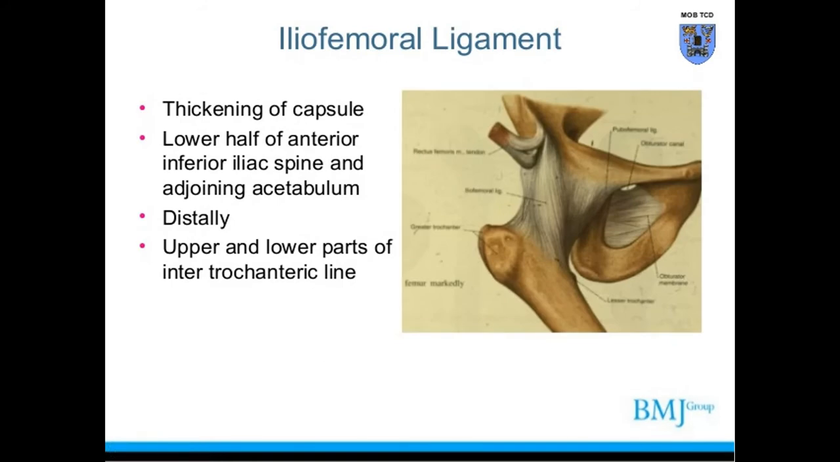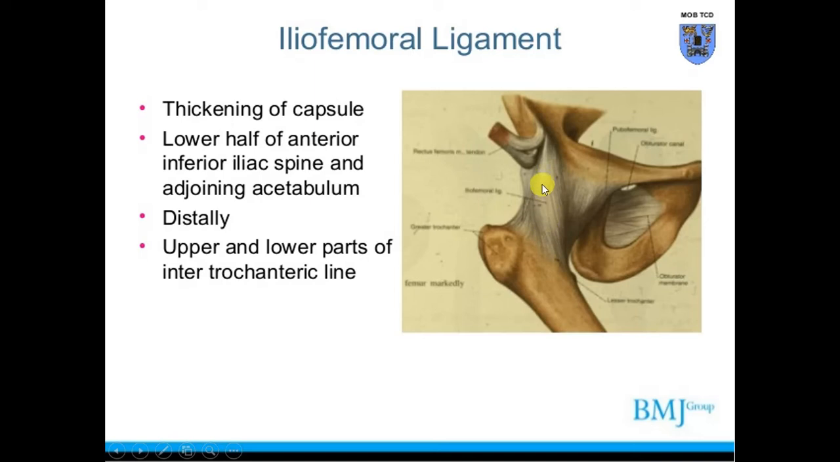The iliofemoral ligament. It is a thickening of the capsule, on the anterior surface. The anterior inferior iliac spine comes down, and then the acetabulum adjoining, distally to the upper and lower parts of the intertrochanteric line. Here is the iliofemoral ligament attached, and it is actually a thickening of the capsule. We can appreciate this.